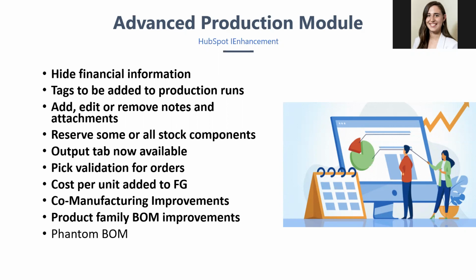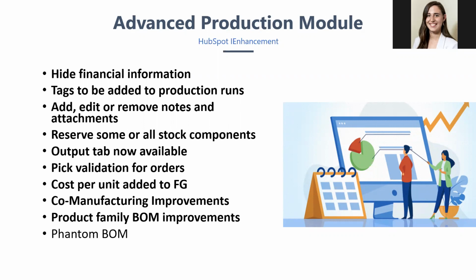Also, cost per unit has been added to finished products and output. So you won't just see the total cost for the entire production run, but you'll also see the cost per unit. It's a cool little handy feature, so you don't have to go and recalculate that. Obviously, we've had the related orders. So on a sales order, if a production order is triggered off the back of that, you can then have the sales order and production order in the related tabs section.